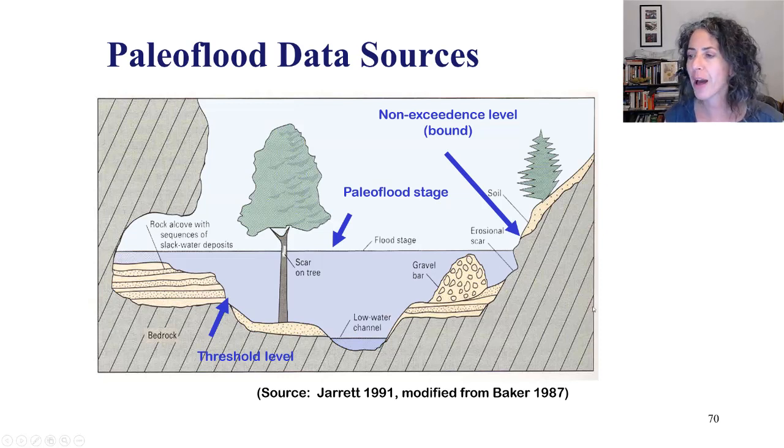And we also have some information about flow not having gotten as high as this area here on the right. So this is sediments that would have been scoured if the water had gotten this high. So this is something that can be called a non-exceedance bound because water didn't get this high. And we can date the period in which water didn't get that high based on what is currently there.